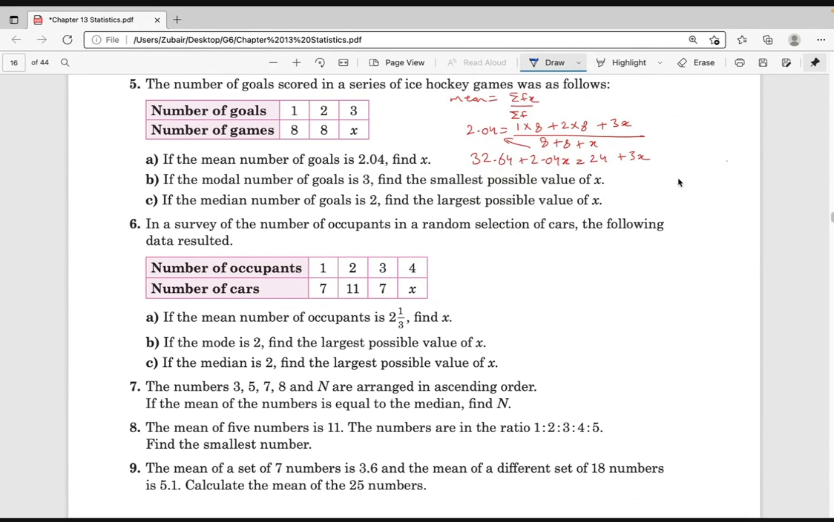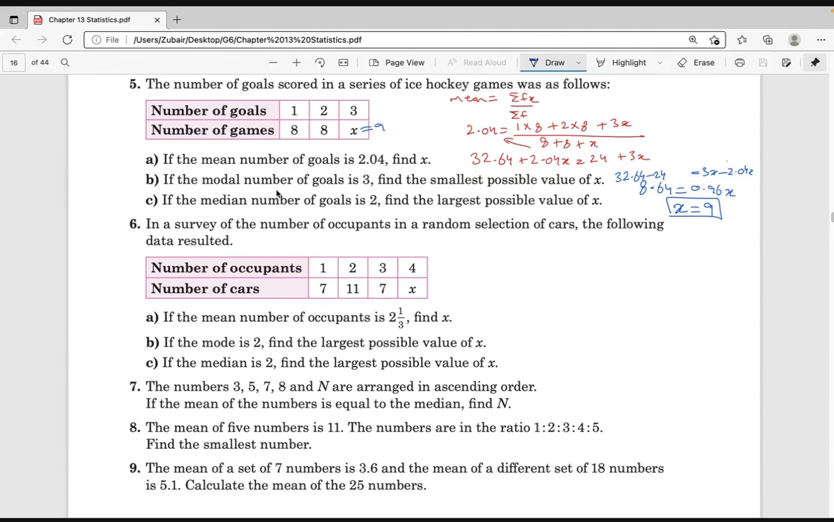And let me change this color. I'm taking x on the right hand side, 3x minus 2.04x, and I'm left with 32.64 minus 24. 32.64 minus 24 gives me 8.64, and on the right hand side 3 minus 2.04 is 0.96x. So 8.64 divided by 0.96, I'm getting 9, an exact number. So x is 9. Any objection? No, sir.